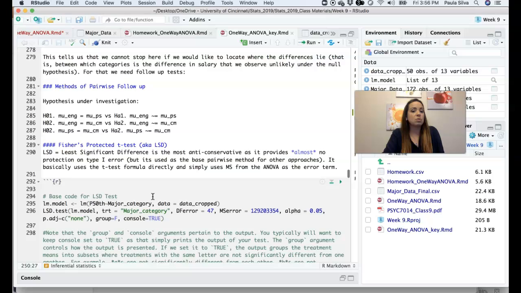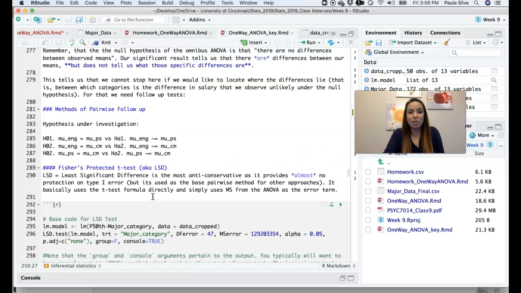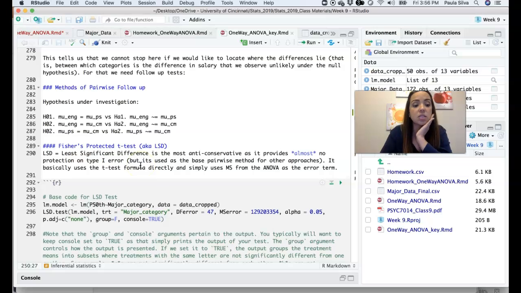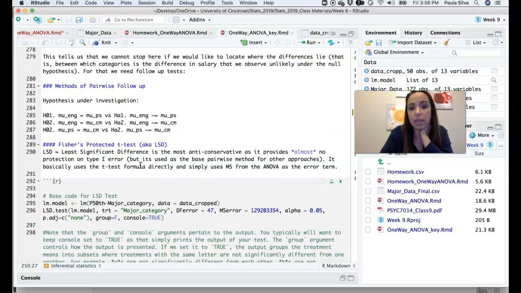But it doesn't tell us what those specific differences are, right? So our significant result, because the null hypothesis is that everything is equal, if you get a significant result and you reject that hypothesis that everything is equal, we still don't know where the difference lies. Every mean could be different from each other. You could have just one pair of means that's different. We don't know. This suggests that we need more testing, right? This tells us that we cannot stop here if we would like to locate where these differences lie.